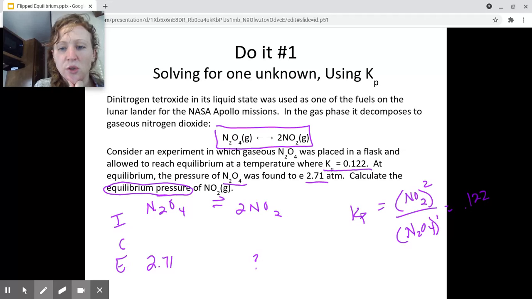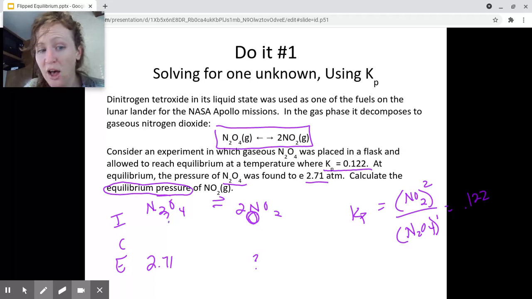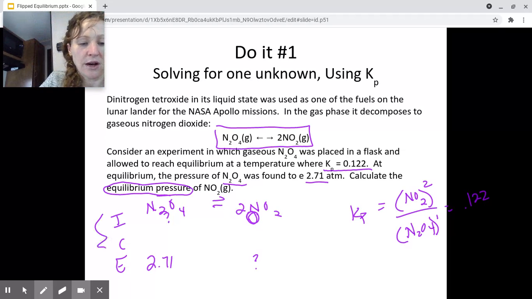Gaseous N2O4 was placed in a flask, allowed to reach equilibrium. So that means initially we had none of this, and we don't know how much of this we have. Okay, so all we want to find is the equilibrium pressure of NO2, right? Well, we can't get that from our ICE chart. We just don't have enough information. We don't even know what we started with N2O4.